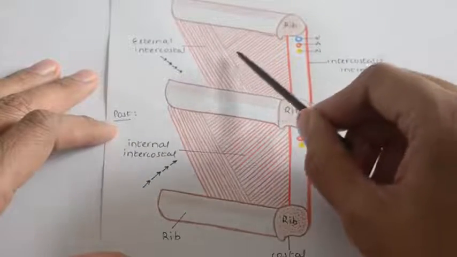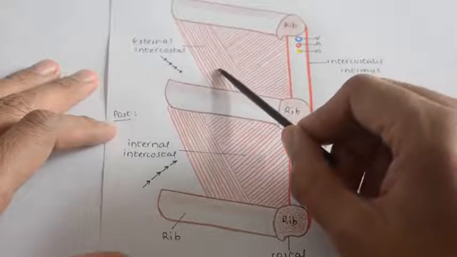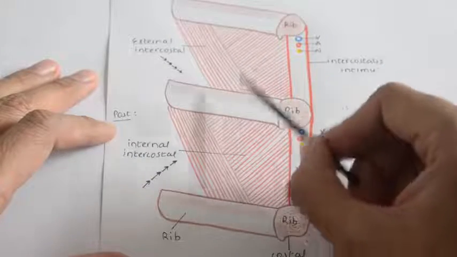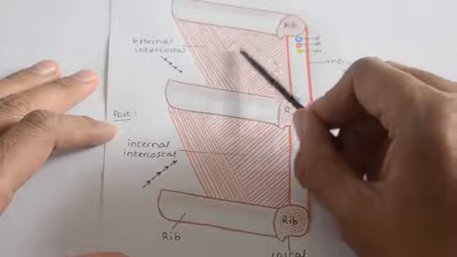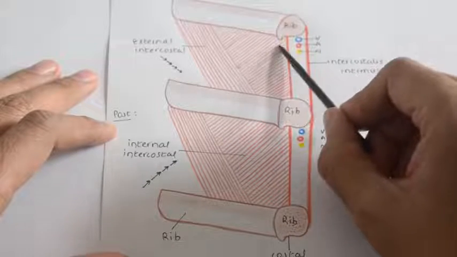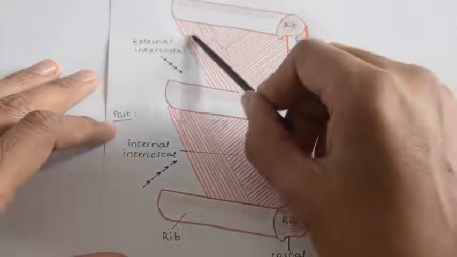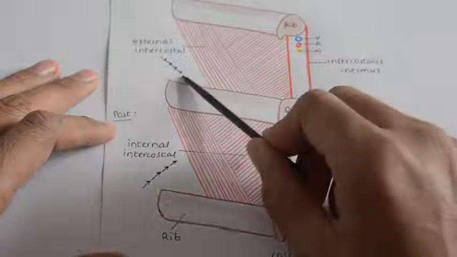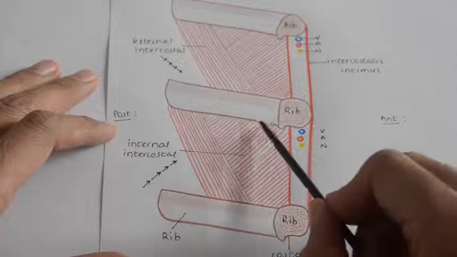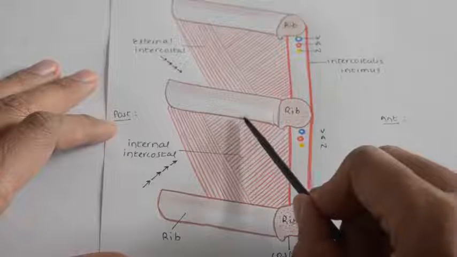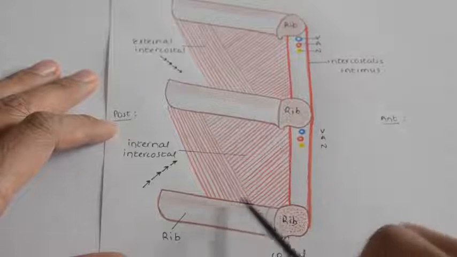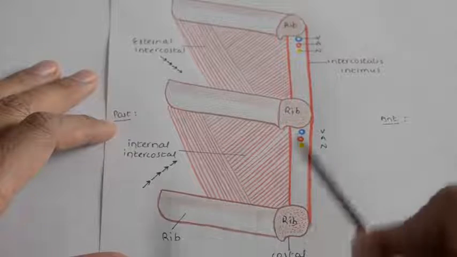Now next to it will be the internal intercostal muscle, and the fibers are oriented at right angles to the direction of fibers of the external intercostal. So the internal intercostal fibers are directed upward, forward and medially, just at right angles to the direction of fibers of the external intercostal. They are connected above to the floor of the costal groove and below to the inner lip of the upper border.